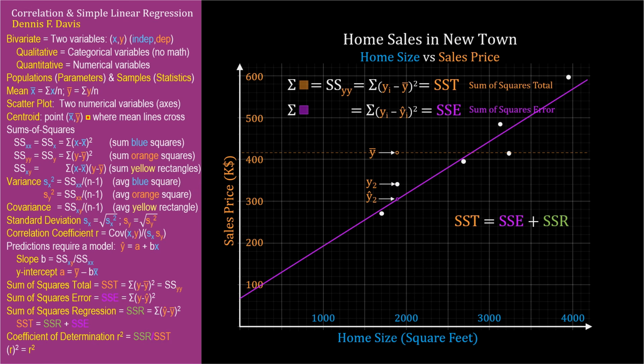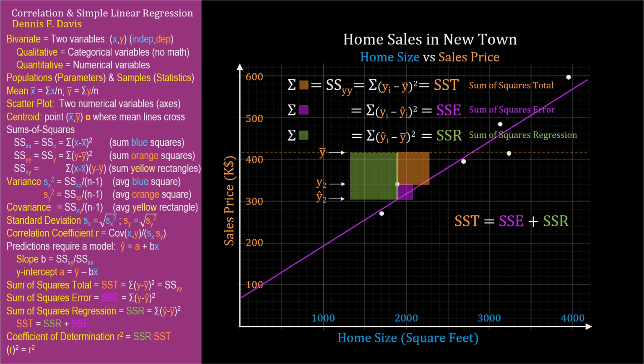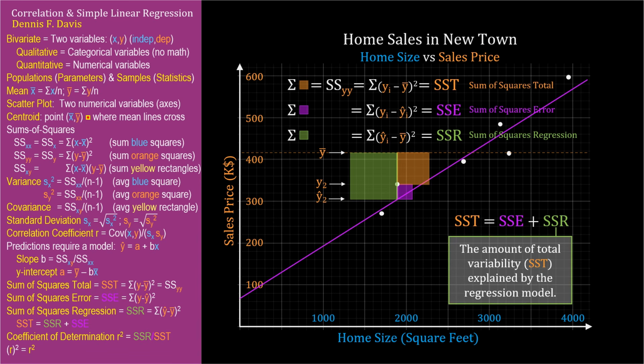Y bar doesn't get a subscript because there's just one mean, and it's the same for all the data points. We've already drawn the orange square, y sub 2 minus y bar squared, and the purple square, y sub 2 minus y hat sub 2 squared. There's just one more square we can draw with these 3 points, and that's based on the distance between the prediction, y hat sub 2, and the mean, y bar. And the sum of these green squares is SSR, sum of squares regression. It's the amount of variability in home sales price that's explained by our regression model.